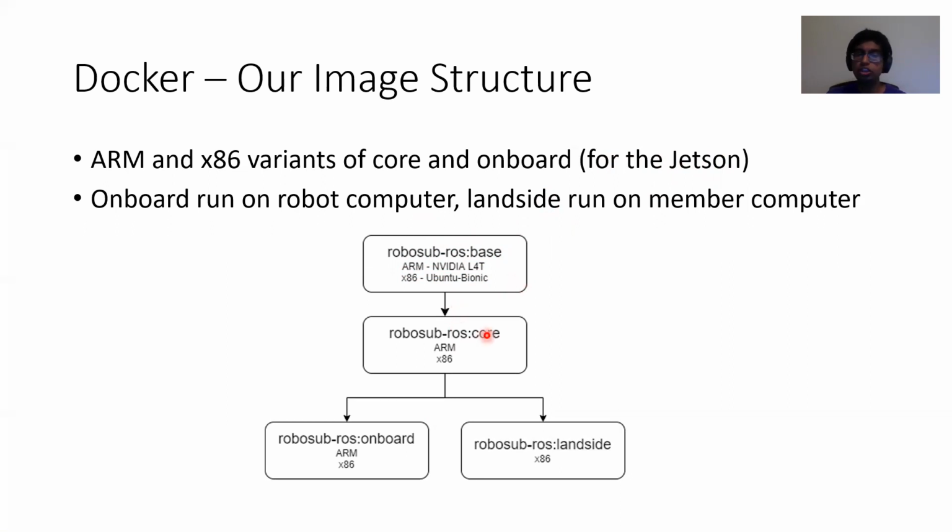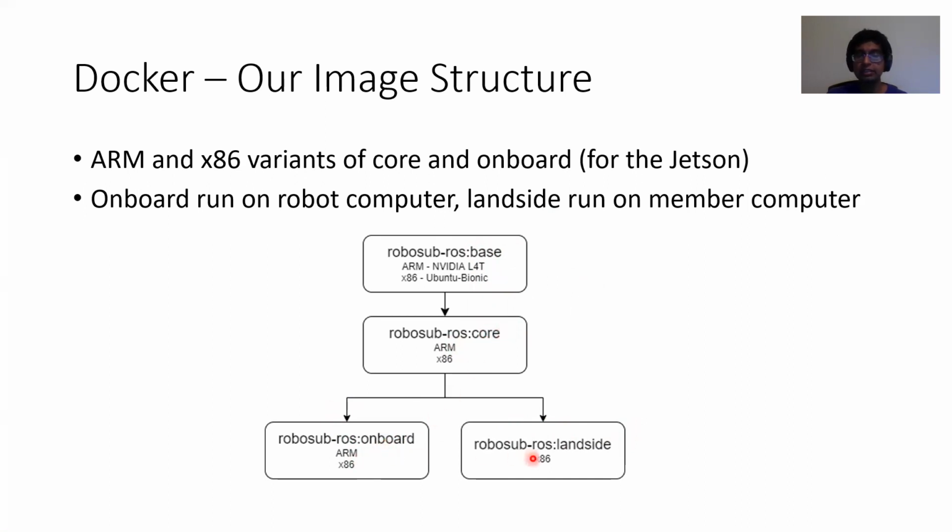From this, we create a new image. The images can derive from each other. So this means that the base image will inherit all of the stuff from this image and then start building on top of that. The core image has two variants, ARM and x86, and it's responsible for installing stuff. I'll get into that in the future. And so the two client images that I mentioned, Onboard and Landsat, they both derive from this core image.